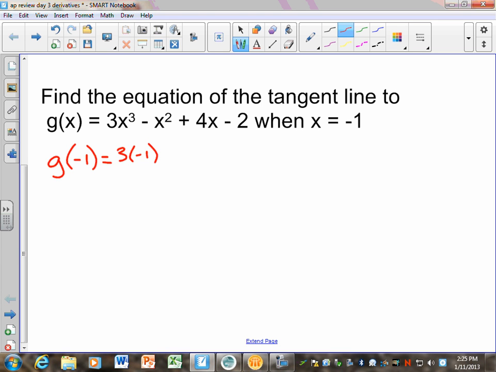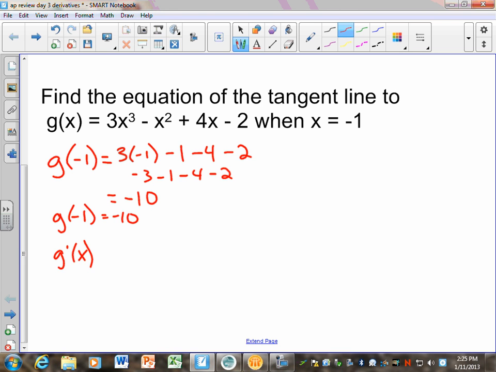3 times negative 1 minus 1 minus 4 minus 2, or negative 10. So here's my point. g of negative 1 equals negative 10. And what else do I need to write a tangent line? I need a slope, and that's my derivative. So I also need the derivative, which would be 9x squared minus 2x plus 4.